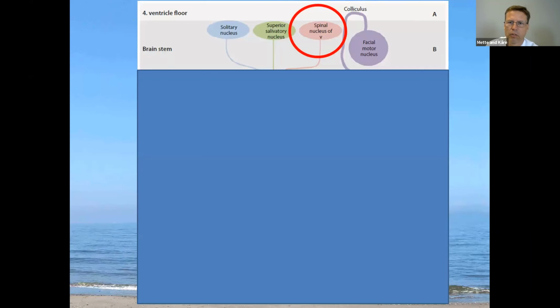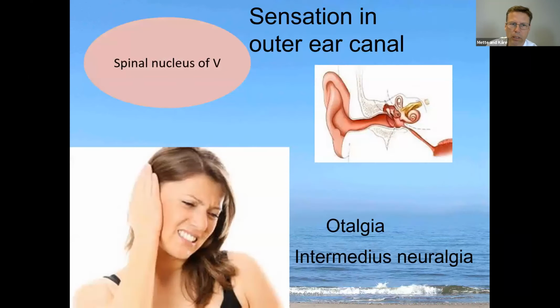The spinal nucleus of 5 will contribute with the sensory function of the outer ear canal, and therefore, if you have intermedius neuralgia, you will have ear pain or otalgia. That will also be quite a rare situation, but you should also remember that this is part of the facial nerve. It's not only motor, it's also sensory.